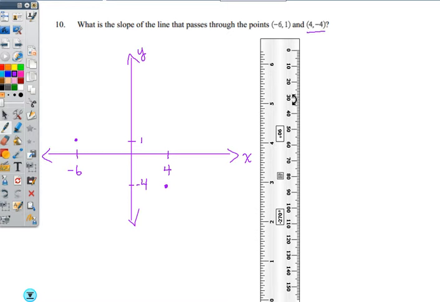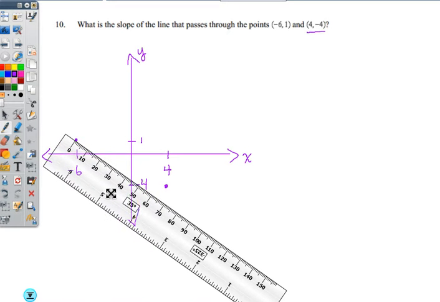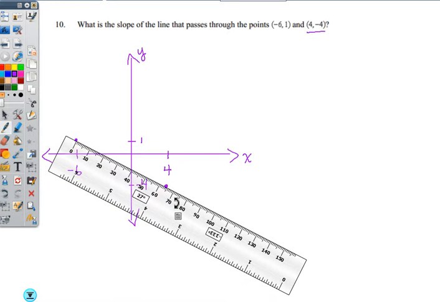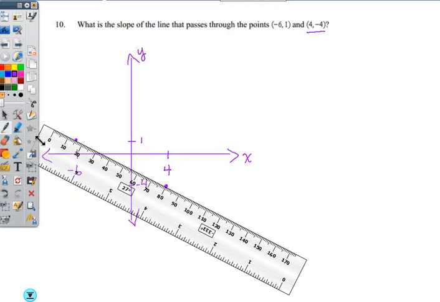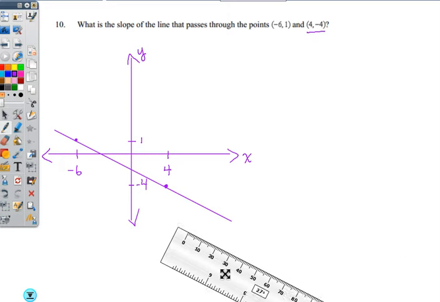I'm using this sketch to help me visualize the slope. And when I look at this, I know one thing right away: this is a negative slope. Some people like to think about it as going downhill, right? If I'm drawing my line from left to right, I'm moving downhill. So right off the bat, I know something about my slope. I know that it is a negative slope.